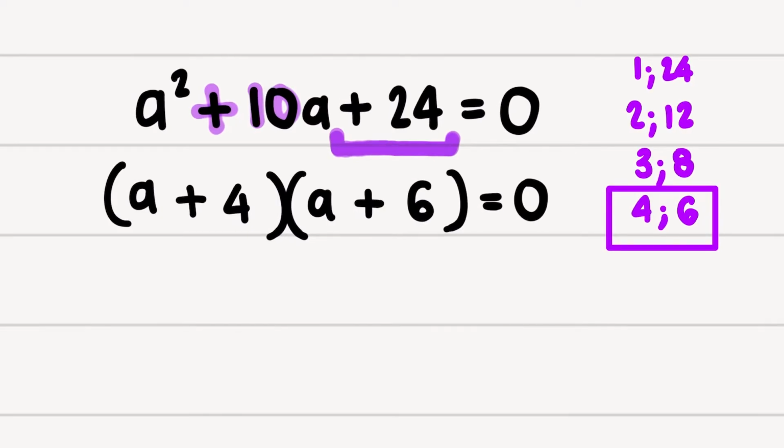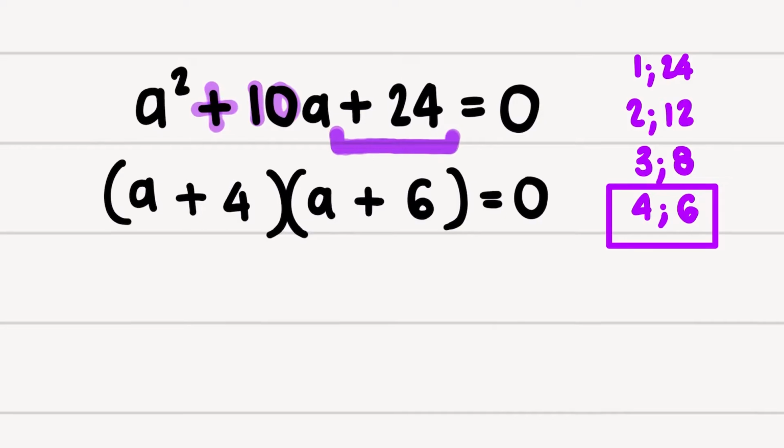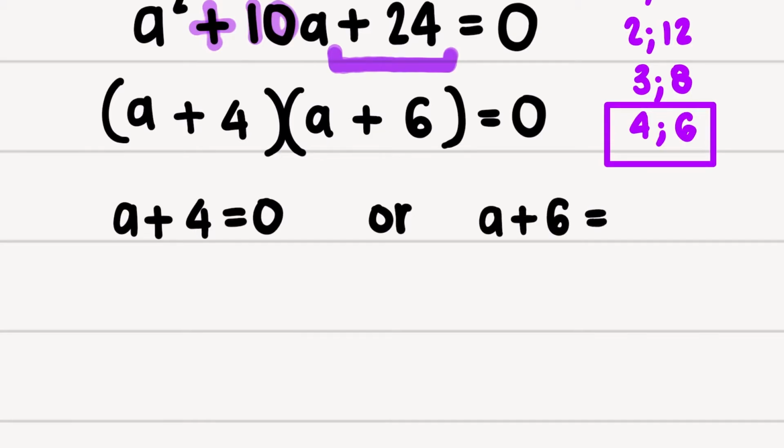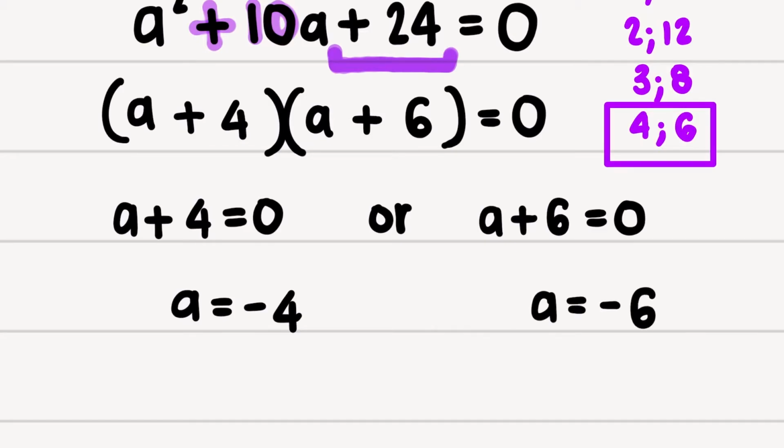So now I have two sets of factors, and I need to find a value for a. So that means that a plus 4 equals 0, or a plus 6 equals 0. So if a plus 4 equals 0, then that means that a is negative 4. If a plus 6 equals 0, that means that a is equal to negative 6.